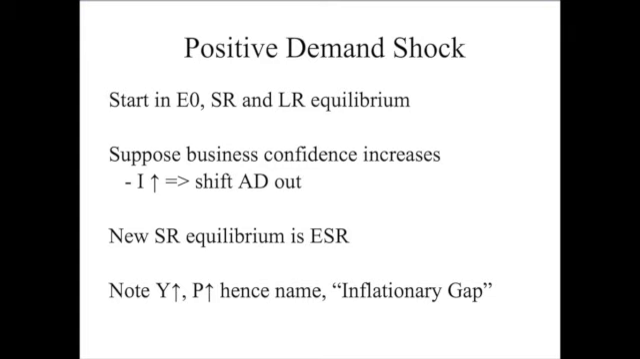And you'll see on the graph on the next slide that both Y and P are higher in this case, so we call that an inflationary gap, primarily because economists like to focus on the negative instead of the positive. So we focus on the fact that prices are higher, that this is inflationary, not the fact that output is higher, which is presumably a good thing.